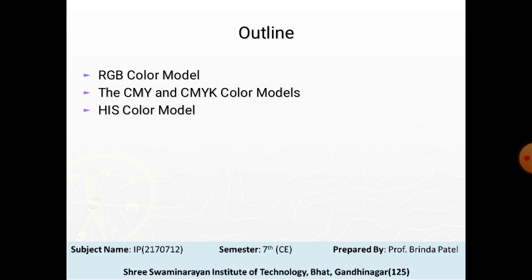So in the previous lecture we discussed color fundamentals. Today we will see some color models. The purpose of a color model, also known as a color space or color system, is to facilitate the specification of colors in some standard, generally accepted way. A color model is a specification of a coordinate system and a subspace within that system where each color is represented by a single point.